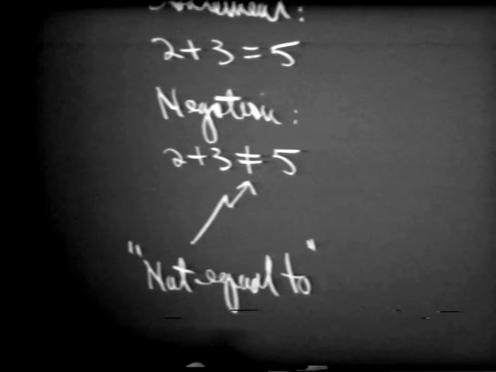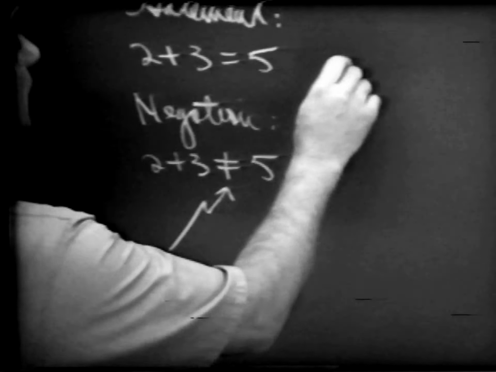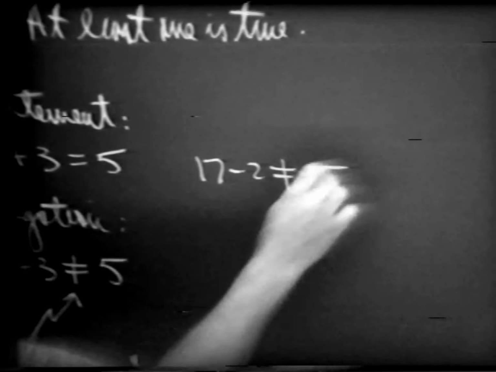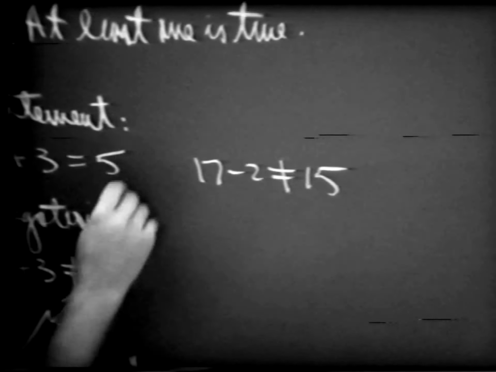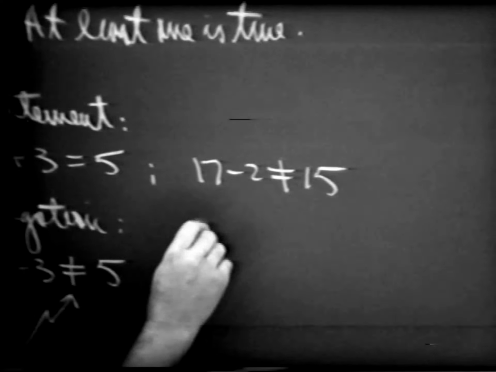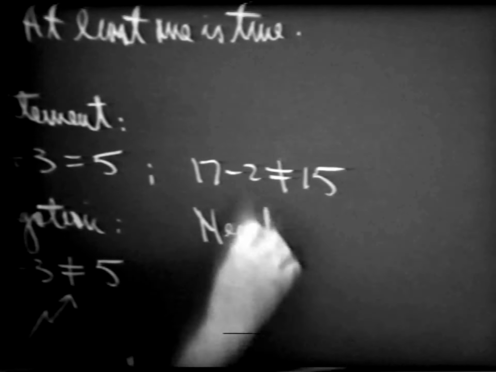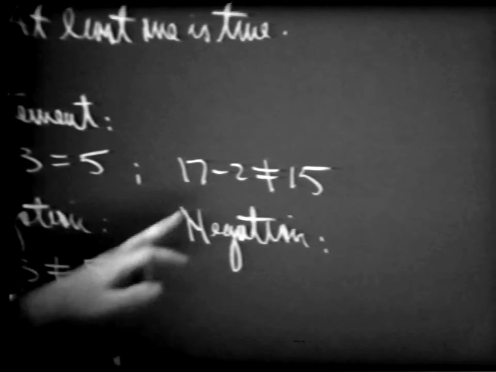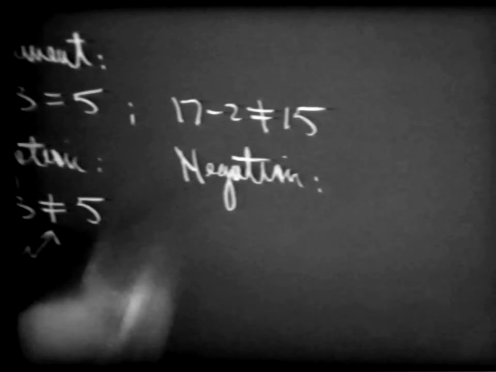Is not equal to. Or perhaps let's take the case of 17 minus 2 is not equal to 15 as our statement. What then would be the negation of this statement? Let me write in the word negation here. What would be the negation of this statement? And 17 minus 2 is not equal to 15 is the original statement.